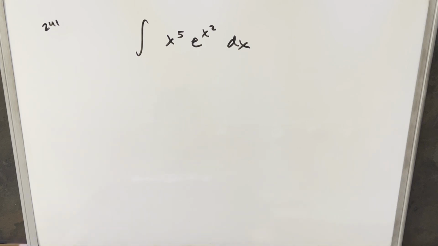Okay, we have here another integral on the board. This one's from the University Math Society. This is problem 241. We have the integral of x to the fifth e to the x squared dx.